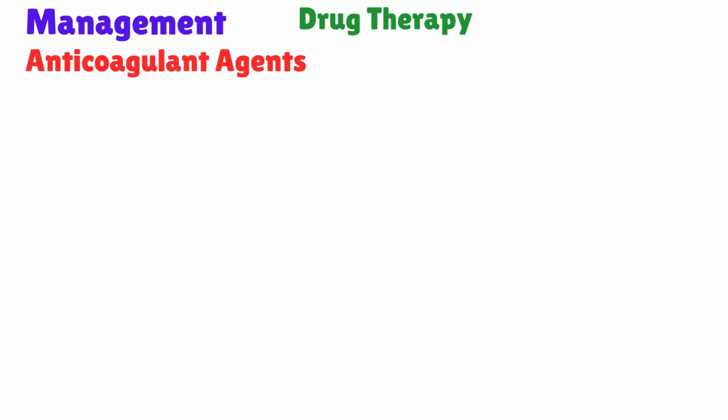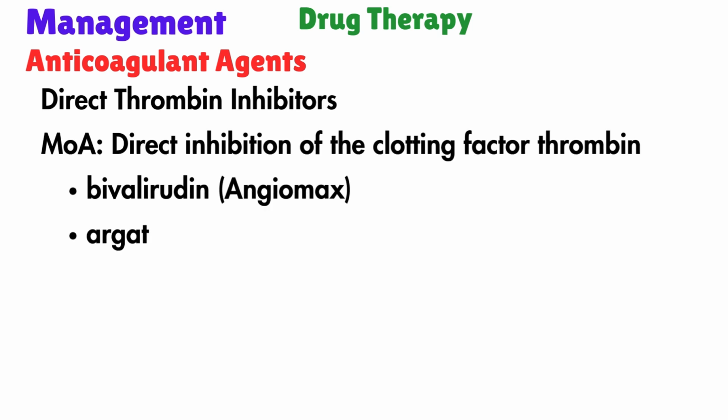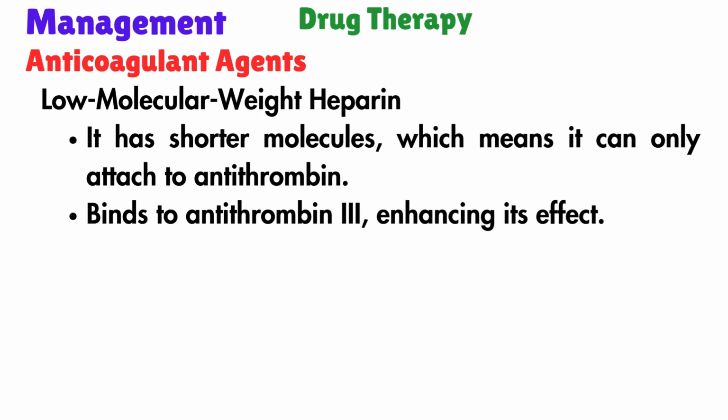Now we will see the anticoagulant agents. There are different types of anticoagulant agents. Direct thrombin inhibitors inhibit the clotting factor thrombin directly. Examples are bivalirudin, argatroban. Next type is low molecular weight heparin. It has shorter molecules, which means it can only attach to antithrombin. So it binds to antithrombin, enhancing its effect.